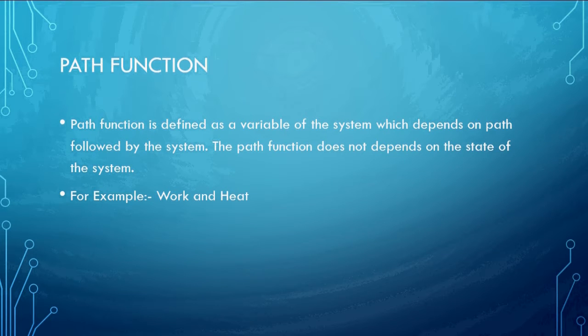Path function. It is defined as the function of the system which does not depend on its initial and final state, but it depends on the path followed by the system. For example, work and heat are the path functions of the system.